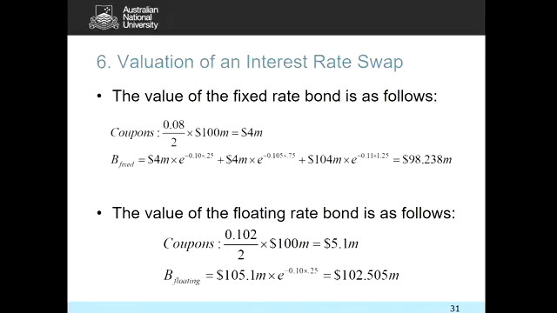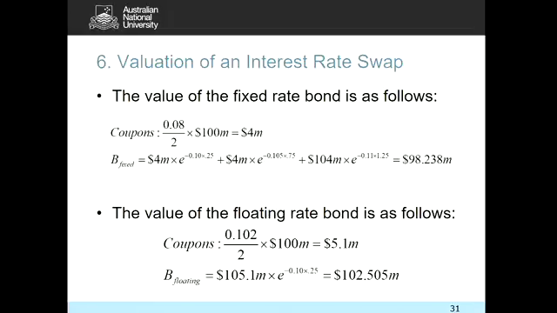So you take that $4 million, you bring it back a quarter of a year at the 3-month rate of 10%. In 9 months, you get the next coupon, you bring it back 9 months at 10.5%, and at the end of the life, in 1.25 years, you get the $4 million coupon and the face value of $100 million, you bring it back at 11%, the 15-month rate, to give you $98.238 million. The value of the floating rate bond.